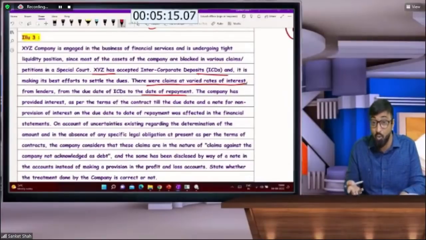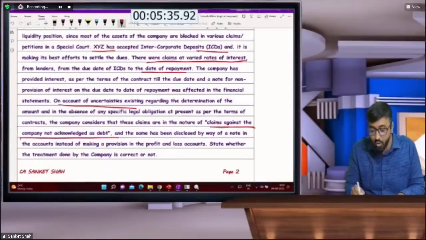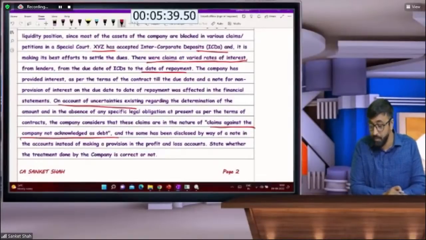But obviously, they have to record this interest as expenses as a provision. On account of uncertainty existing regarding the determination of the amount, and in the absence of any specific legal obligation at present as per the terms of contract, the company considers that these claims are in the nature of claims against the company not acknowledged as of the date. So my friends, this company loan is actually their borrowing, and their liquidity problem is not denying any interest default, and therefore they have to record it as provision or expenses in their books of accounts, but it has been disclosed by way of note in the accounts instead of making a provision in the profit and loss account.